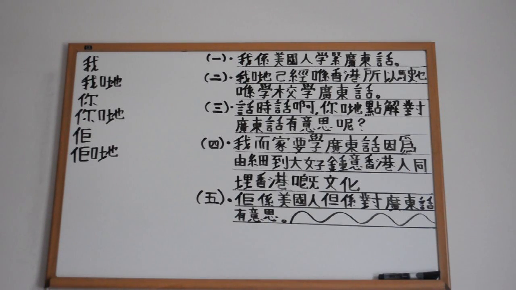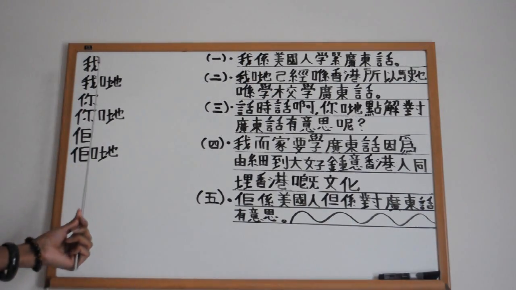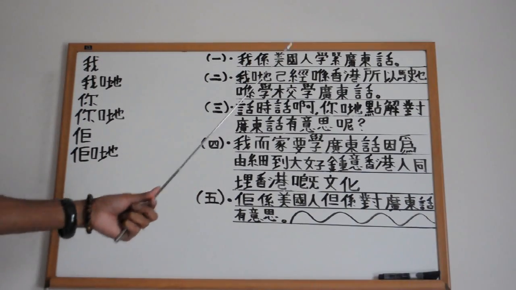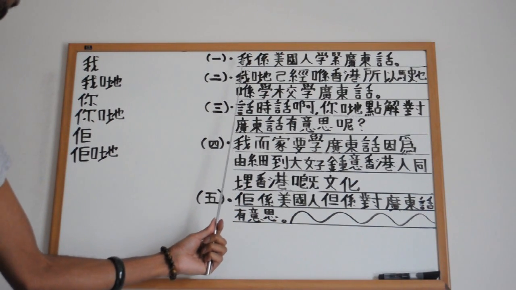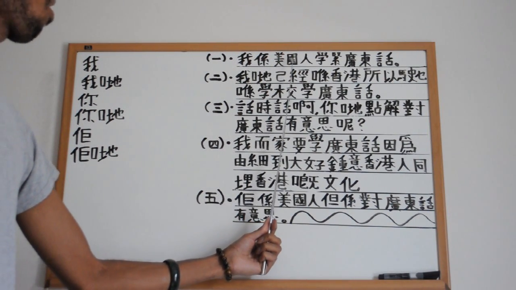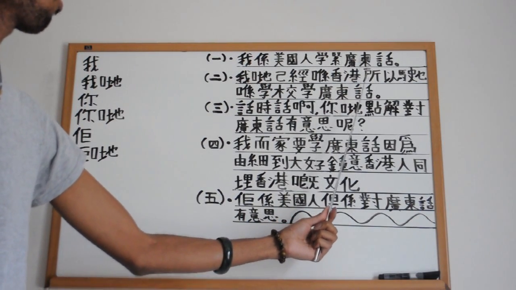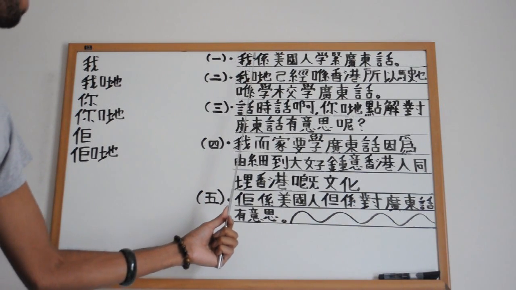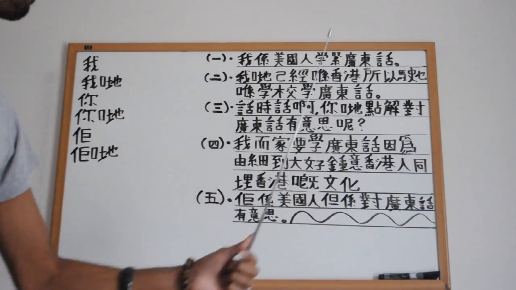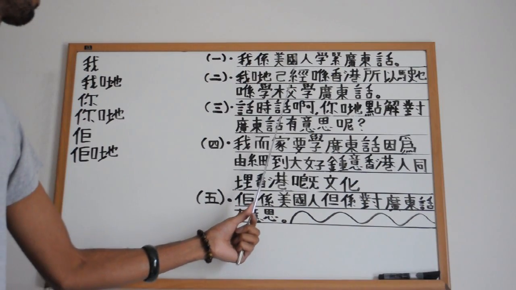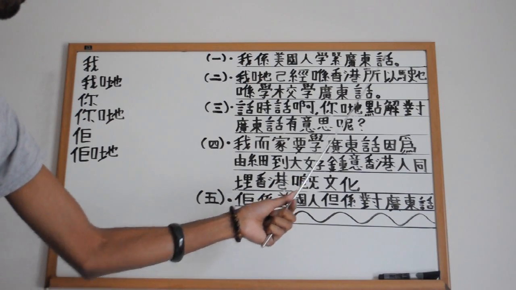Very easy. So we have a total of 5 sentences here. Like I said, I just kind of use these personal pronouns in different spots. So the first one we have, let's say, 我係美國人學緊廣東話. So I am an American studying Cantonese. I am an American studying Cantonese.